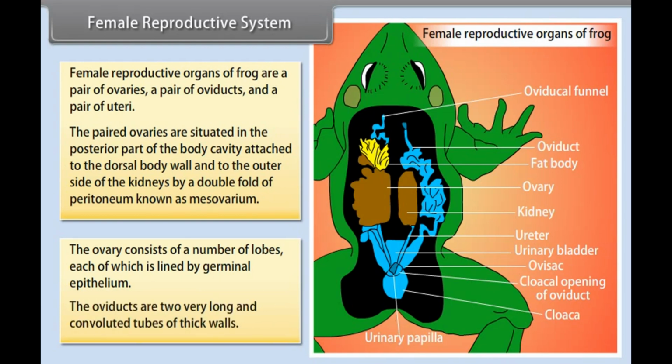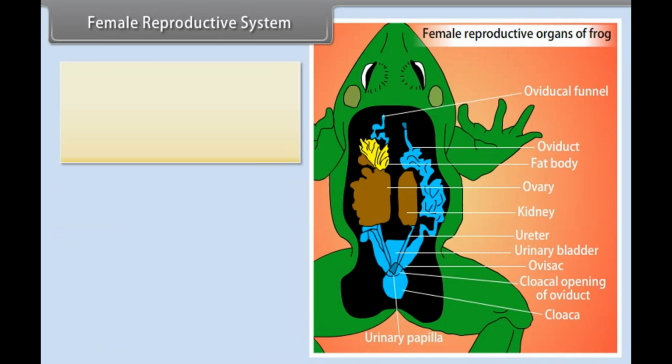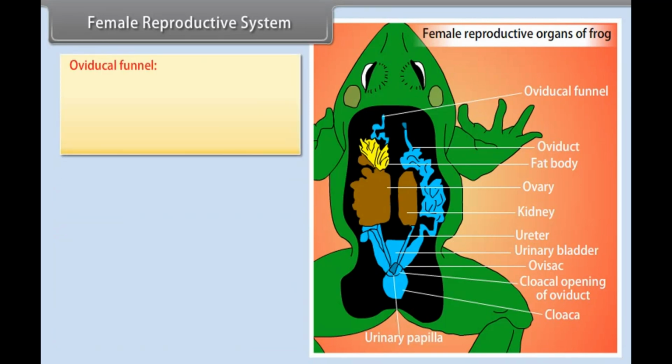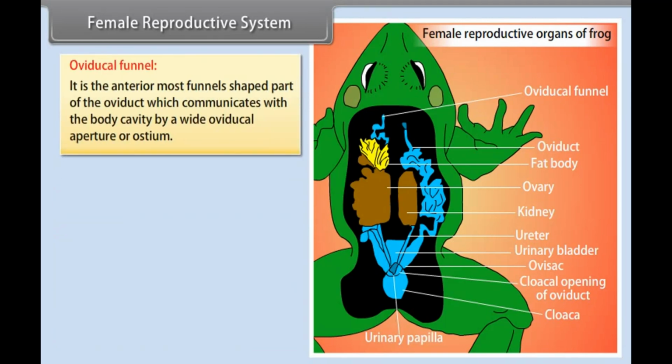The oviducts are two very long and convoluted tubes with thick walls. The oviduct is distinguished into three regions. Oviducal funnel. It is the anterior-most funnel-shaped part of the oviduct, which communicates with the body cavity by a wide oviducal aperture or ostium. Middle coiled part.